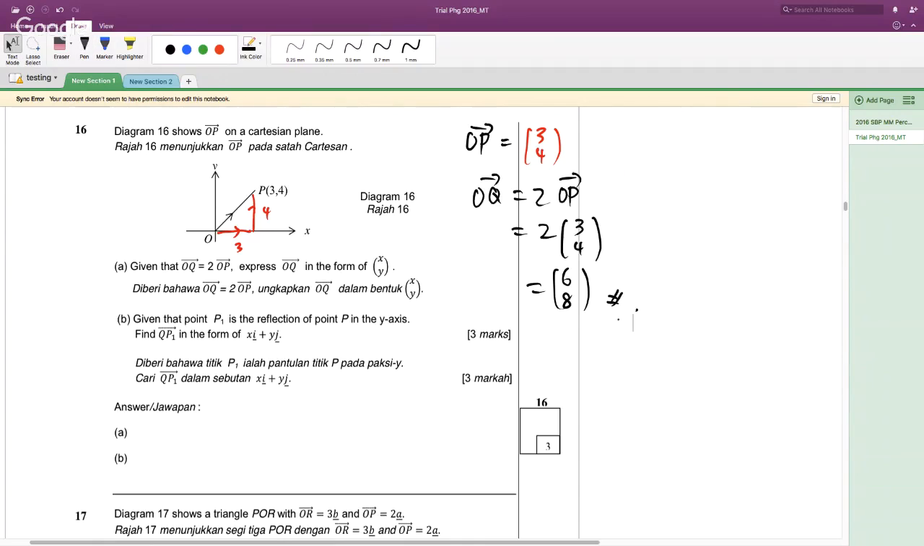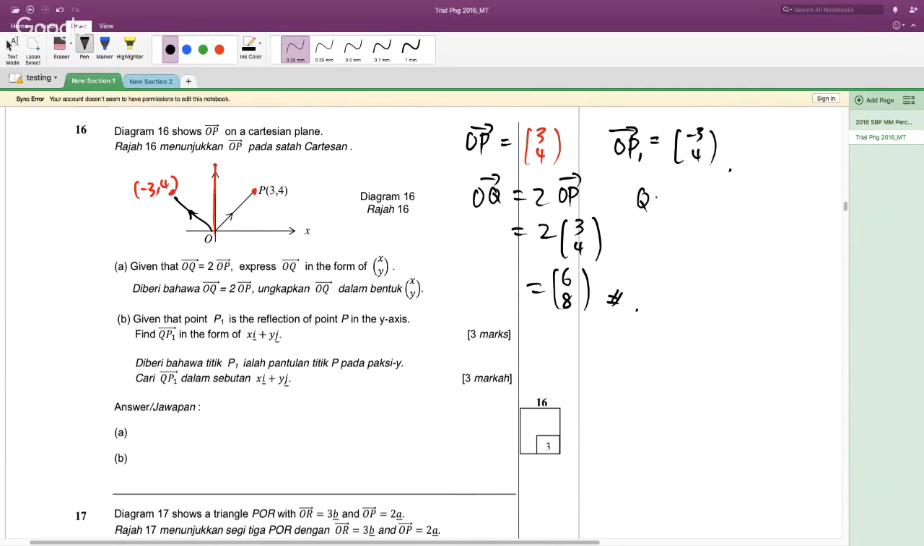And then given that point P1 is a reflection of the point P on the y-axis. Reflection on the y-axis means this point P will go to here, so this should be (-3, 4). Therefore I know my OP1, from O to here, should be (-3, 4). The question asks me to find QP1.